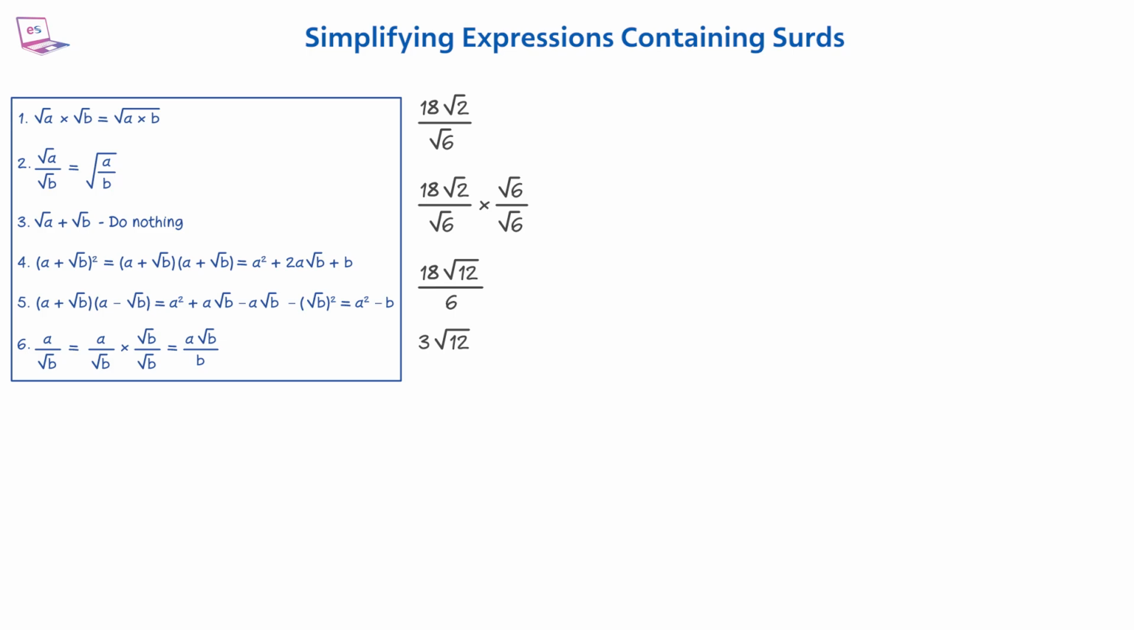Can we simplify this further? Yes. Root 12 can be written as root 4 times root 3 as per Rule 1. And the expression becomes 3 times root 4 times root 3. Square root of 4 equals 2, and we get 3 times 2 times root 3, which equals 6 times root 3. The simplified expression of 18 times root 2 over root 6 is 6 times root 3.